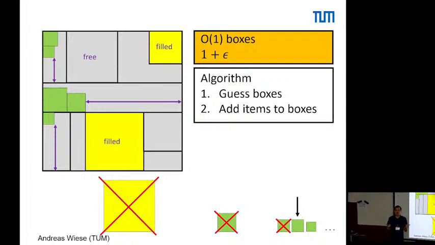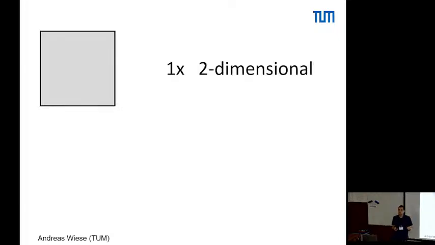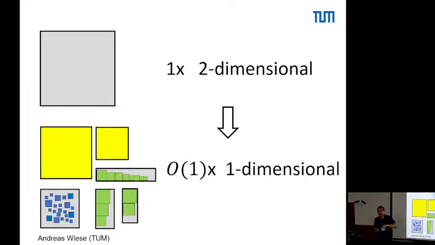More questions? So you enumerate all possibilities. For every box, there's a polynomial number of possibilities where it can be located in the knapsack, and if you have a constant number of boxes, it's a polynomial to a constant, so again a polynomial. All right, good. So on a high level, what we did is we start out with one two-dimensional container, and we reduce this problem to a setting with a constant number of one-dimensional containers. And this was easier to handle than one two-dimensional container.